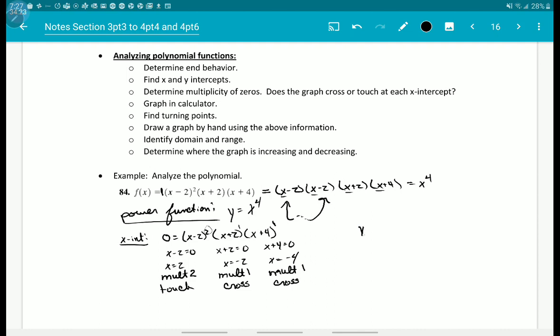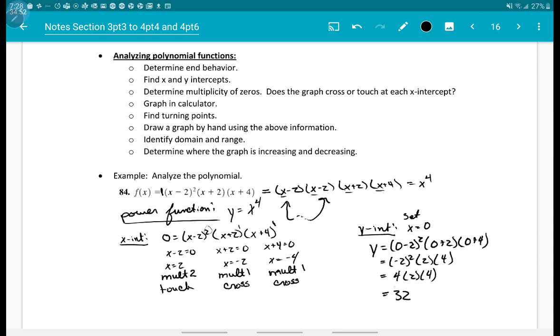To find the y-intercept, we're going to set x equal to 0. So when I do that here, be careful. I've seen a lot of mistakes on this over the years. So we're going to have negative 2 squared times 2 times 4. So this is 4 times 2 times 4, which is 32. So there's our y-intercept.